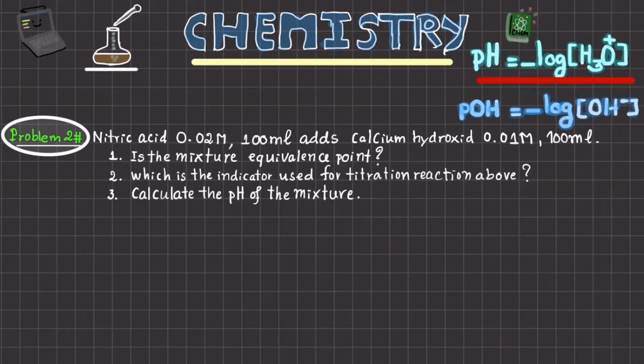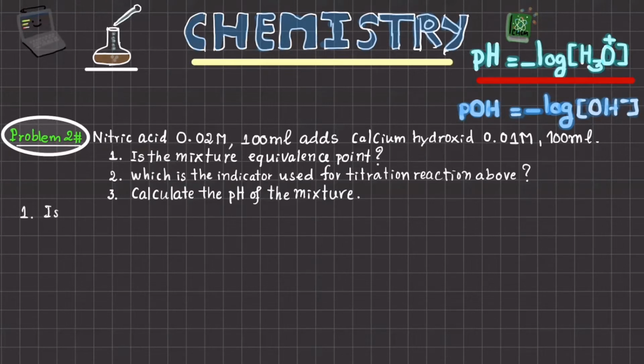And the problem, number 2 here: nitric acid, 0.02 molarity, volume 100 milliliters, adds calcium hydroxide, 0.01 molarity, 100 milliliters. Question number 1: is the mixture at the equivalence point? Number 2: which indicator is used for the titration reaction above? And number 3: calculate the pH of the mixture. Okay, let's start now.